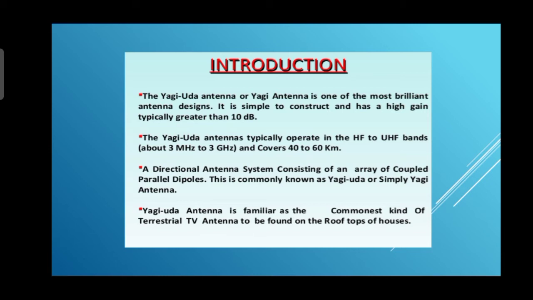A directional antenna system consisting of an array of coupled parallel dipoles. This is commonly known as Yagi-Uda, or simply Yagi antenna. And Yagi antenna is familiar as the most common kind of terrestrial TV antenna to be found on the rooftops of houses.